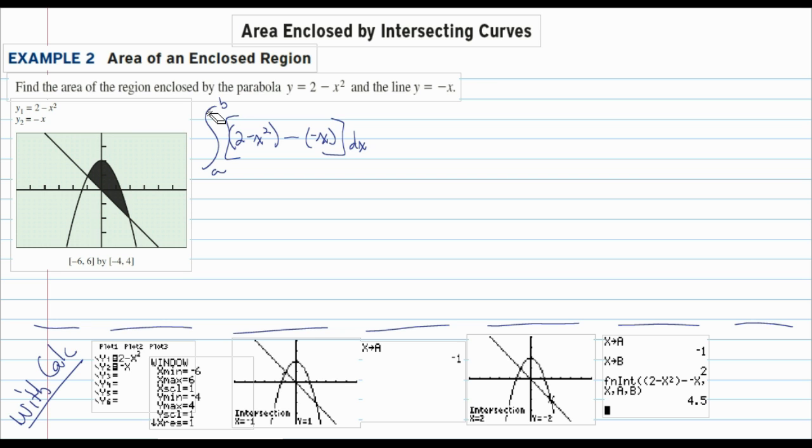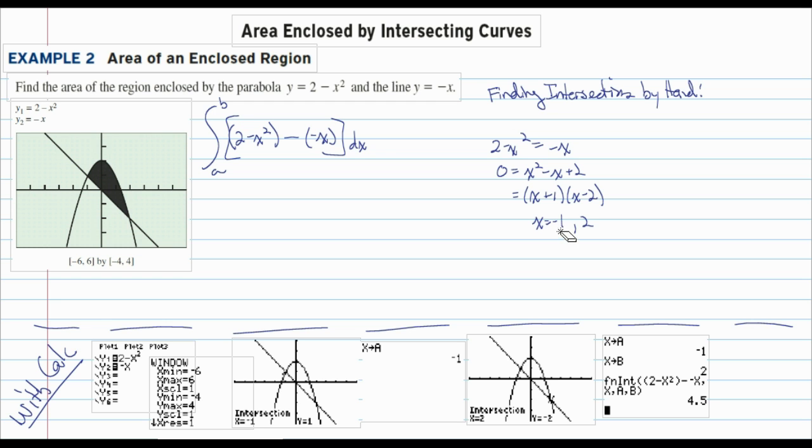Well, again, what if you have to do this by hand? So if you want to find an intersection by hand, set the two equations equal to each other and find their two x values that set them equal. I put the negative x squared and 2 on the other side, so I set it equal to 0, factored, and I get x equals negative 1 or 2. Those are the two x values that make the two equations equal to each other. So then a would be negative 1, b would be 2. So I can integrate from negative 1 to 2.